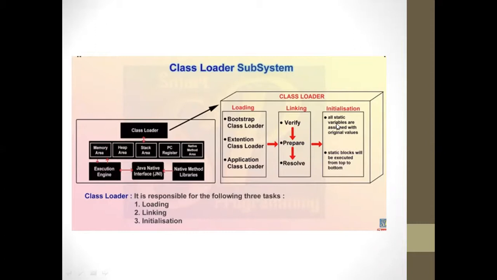If we go for the first part, that is the loading part, in a class loader the first thing that will happen is that it will load. The bytecode that is given as the input to the JVM is in the form of a class file, so its extension will always be dot class. It consists of three loaders: the bootstrap class loader, the extension class loader, and the application class loader.